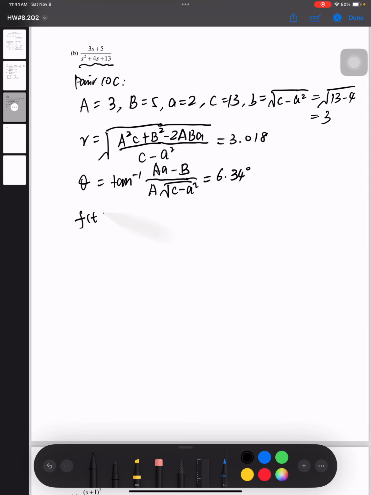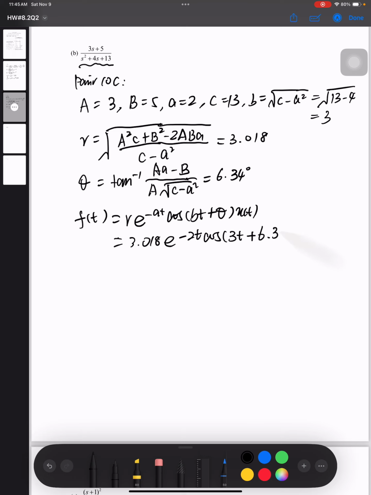The Laplace transform f(t) is R times e to the minus at cosine bt plus theta, u(t), and R equals to 3.18. e to the minus a t, where small a is 2, so it's e to the minus 2t, and cosine of b, which is 3t, plus theta, which is 6.34 degrees, and times u(t). So this is the final answer.